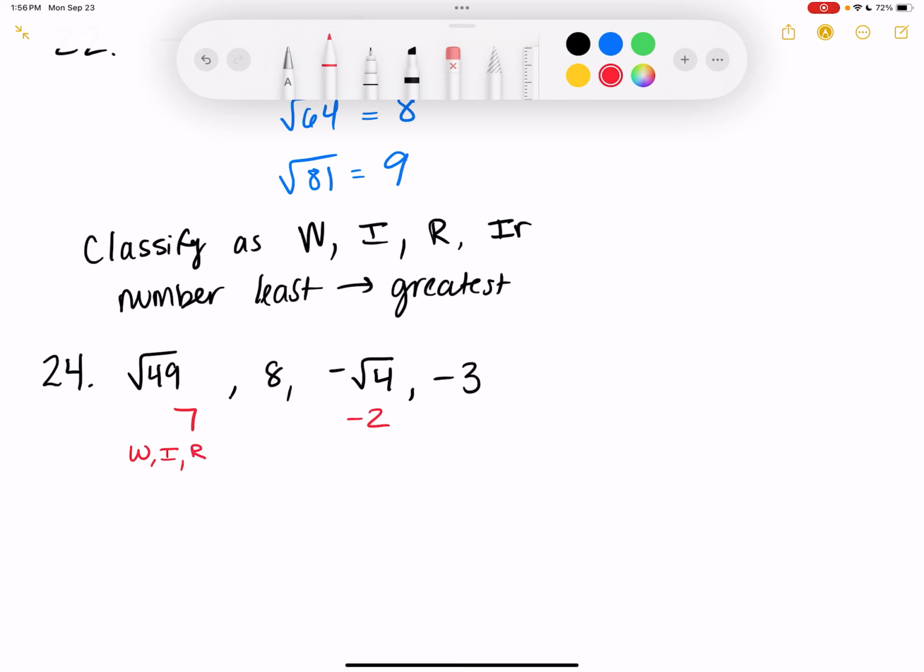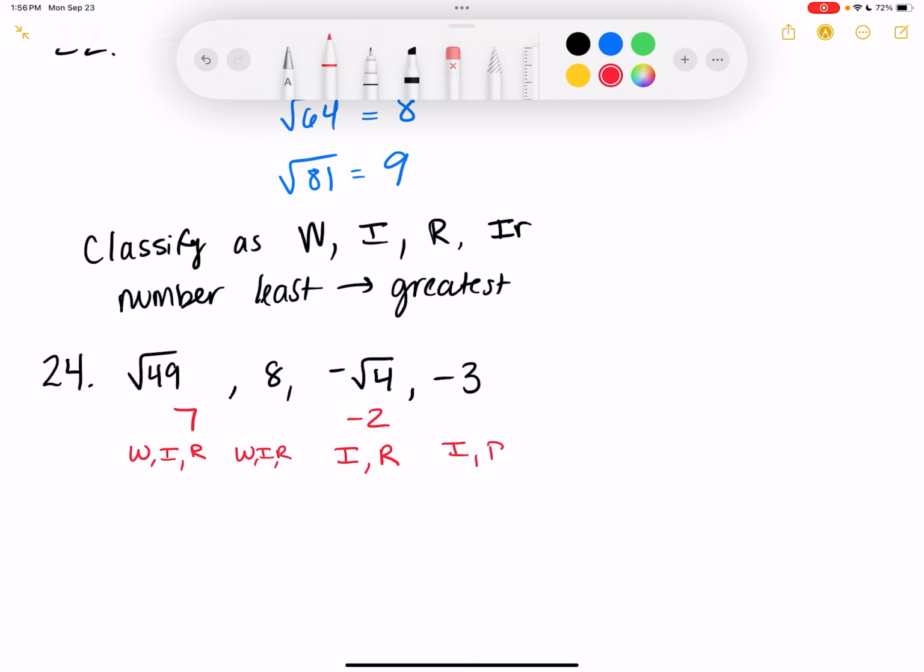What about 8? All of them except irrational. What about negative 2? A negative number can't be whole. So just integer and rational. What about negative 3? Integer and rational.